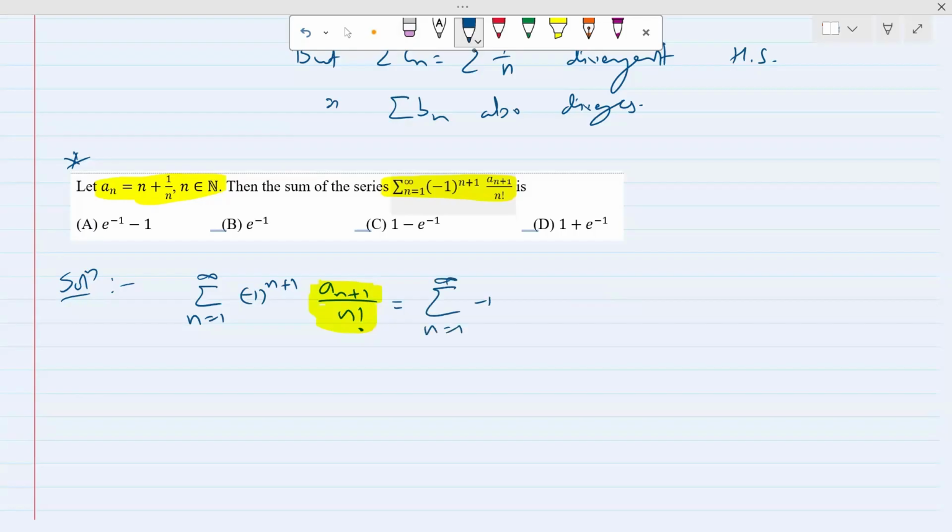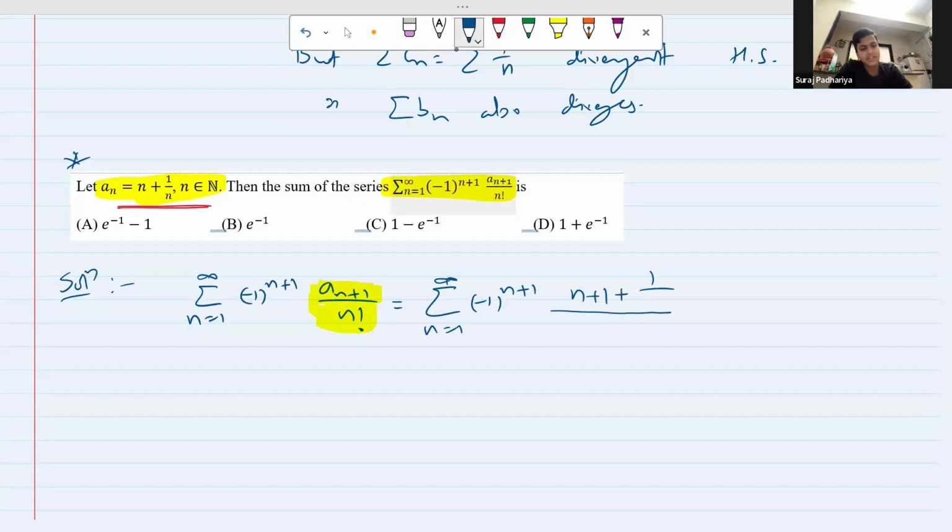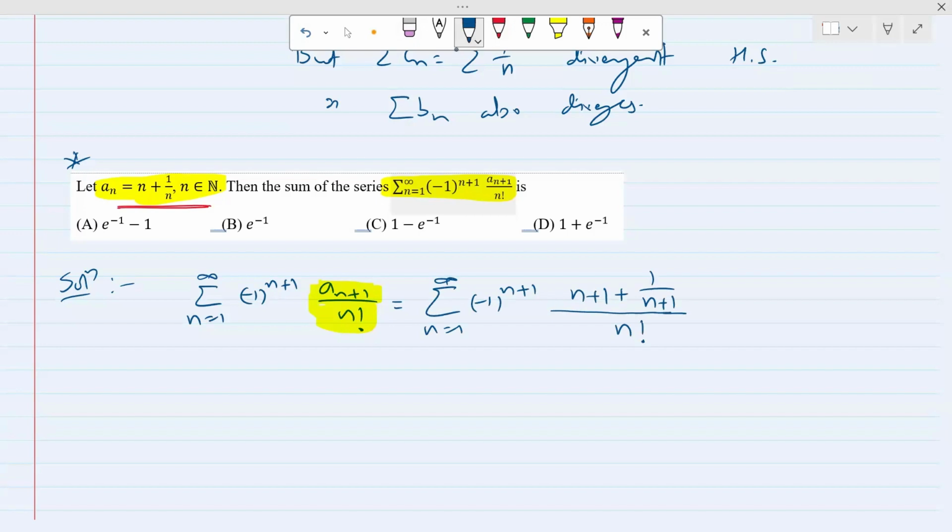So n from 1 to, let me write. At least you can try substituting what is a_{n+1}. If a_n is this, then what is a_{n+1}? (n+1) plus 1 by (n+1) factorial. Yeah, good. Upon n factorial. Now, is it possible to do something?